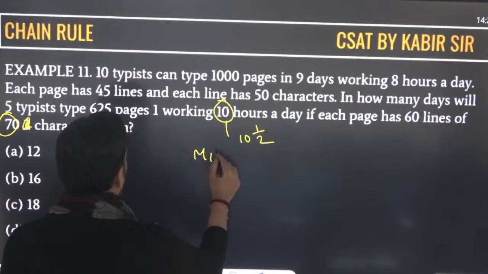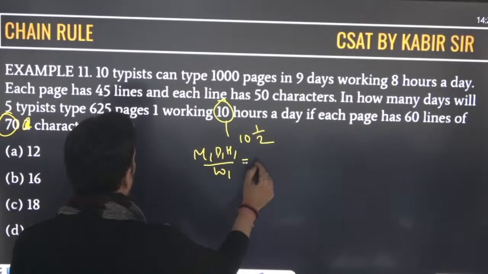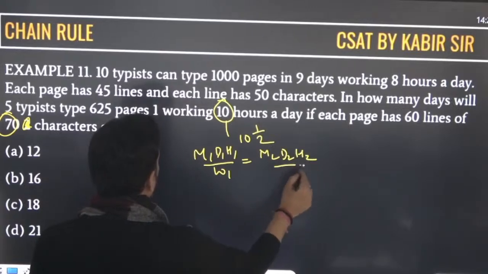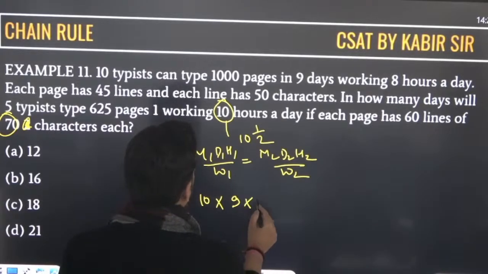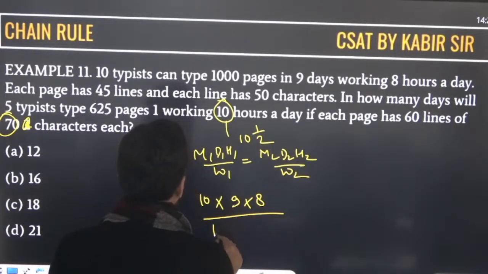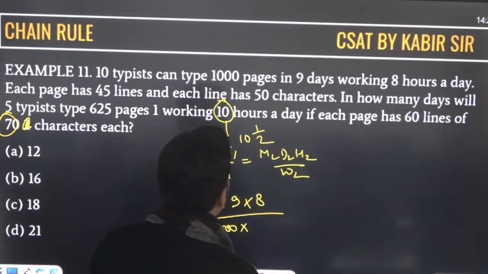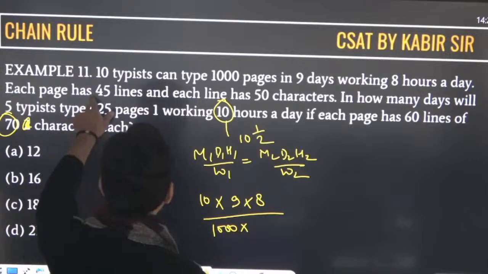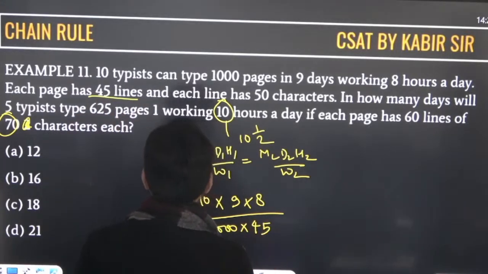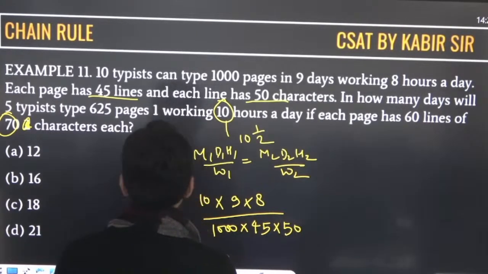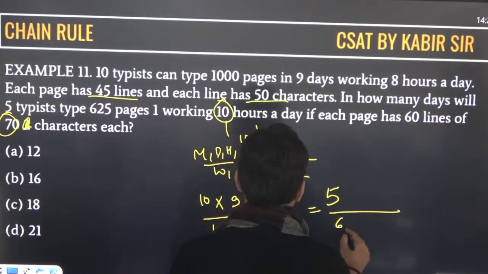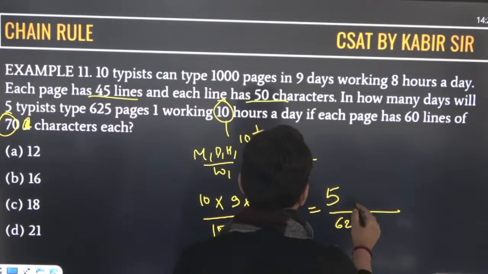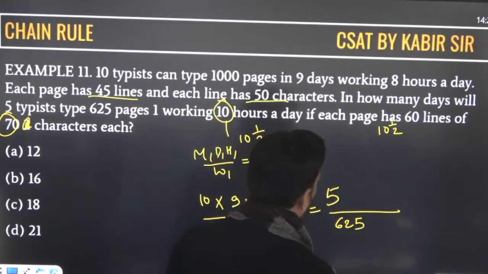So again, we will use the same formula, M1 D1 H1 upon W1 equal to M2 D2 H2 upon W2. 10 typists, right? Working 9 days, 8 hours. The work is 1000 pages. Each page has 45 lines. Each line has 50 characters. In how many days will 5 typists type 625 pages, working 10 and 1 by 2 hours, right?